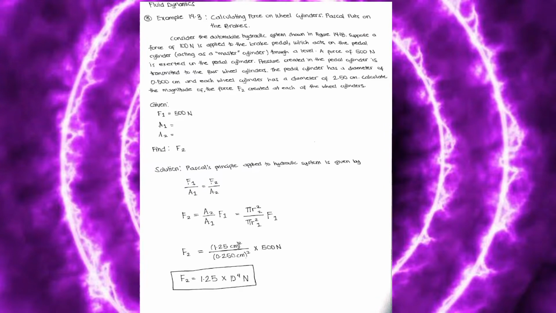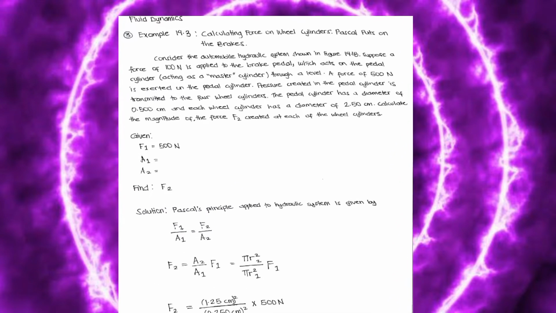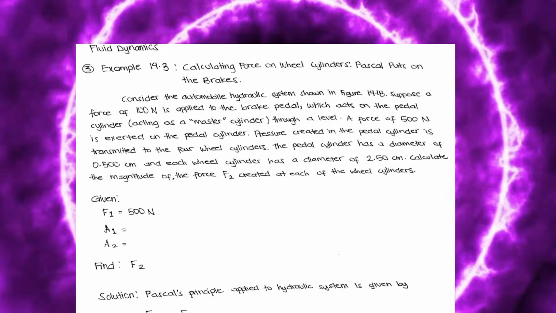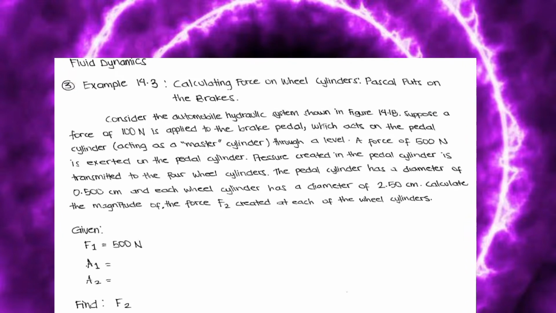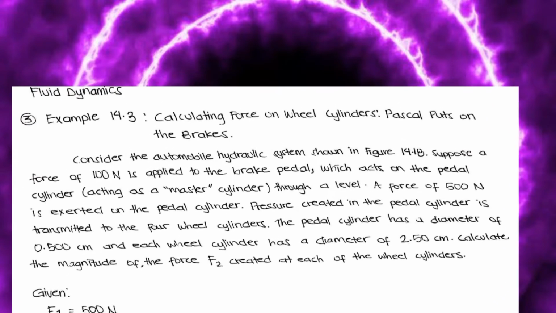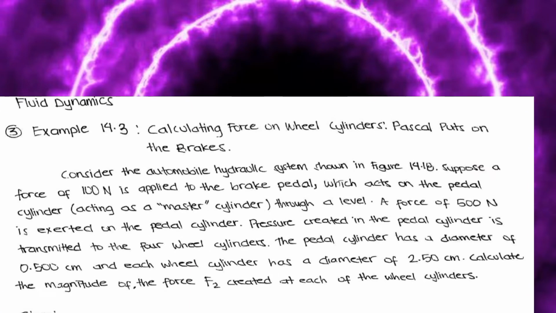Calculating force on wheel cylinders, Pascal's principle on the brakes. Problem. Consider the automobile hydraulic system shown in figure 14.18. Suppose a force of 100 newtons is applied to the brake pedal, which acts on the pedal cylinder, acting as a master cylinder, through a lever. A force of 500 newtons is exerted on the pedal cylinder.